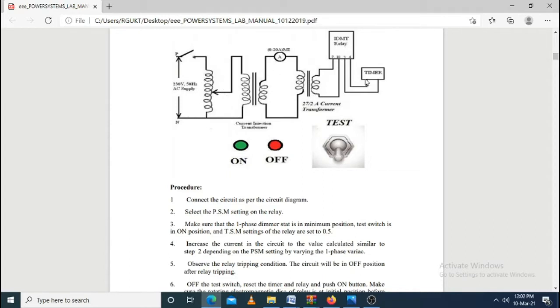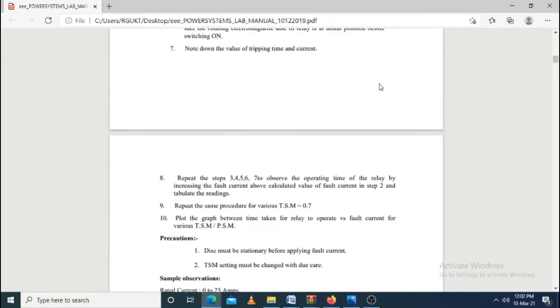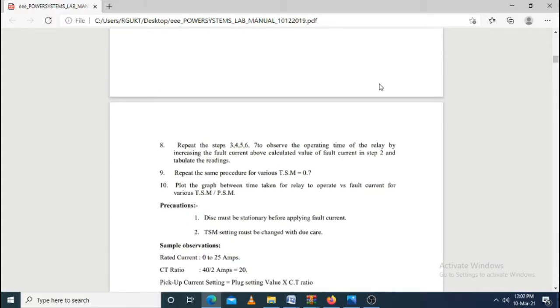We apply more than 10 amps. The timer shows how much time it takes to operate the relay. You can note that value and gradually increase the current. As we increase the current, the time taken to operate the relay decreases. So this is the circuit, and you can take the times for different values.